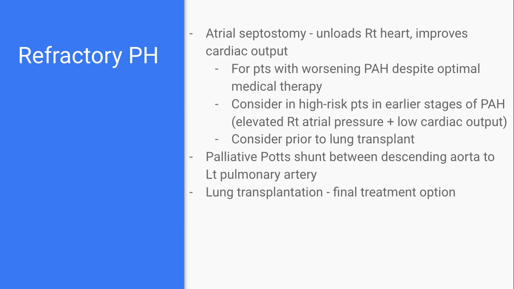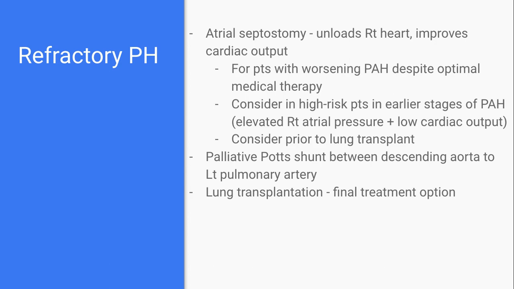Finally, we go to refractory pulmonary hypertension. This is when all of your medical combinations of drugs have failed. Usually what they do is atrial septostomy. It helps to unload the right heart and it improves cardiac output.